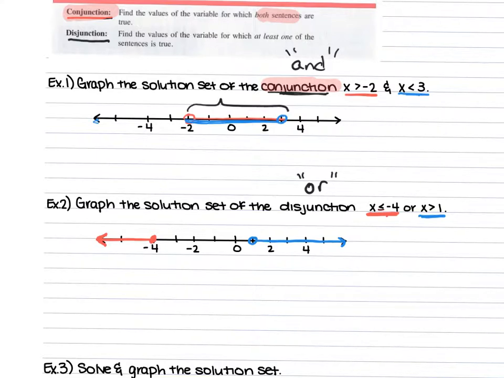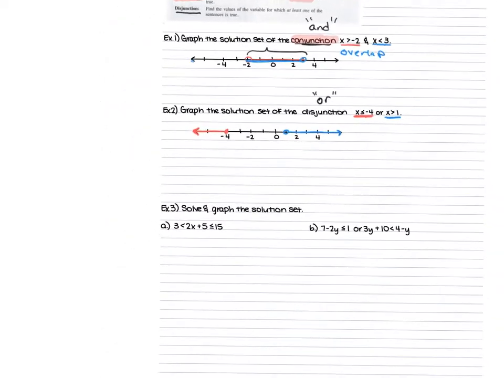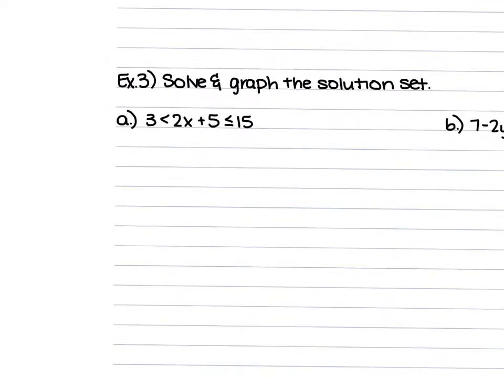Real quick, if you get stuck with this: the word "and" has to be the overlap, whereas a disjunction does not have to be an overlap. They can overlap, but they don't have to. So let's try some sample problems. We're only going to do A, B, and C, and then we'll be done. So we're actually going to have a very quick day today.